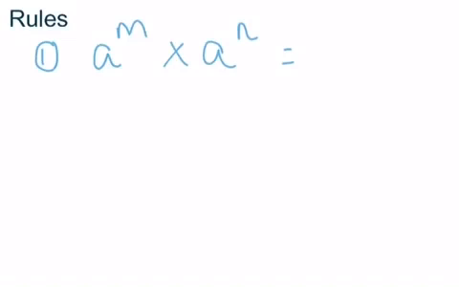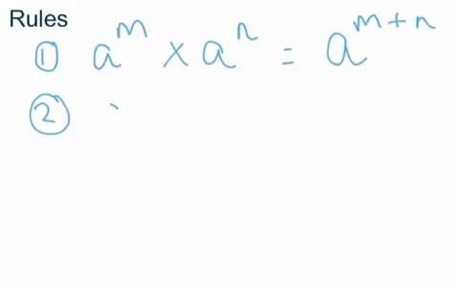So, rule 1, if we have a to the power of m times a to the power of n, that would equal a to the power of m plus n. And the rule here is essentially when you have a base, in this case it's a, and you raise it to a power, and you're multiplying that by the same base, so a again, to another power, all you need to do is add the powers together. That's the first rule.